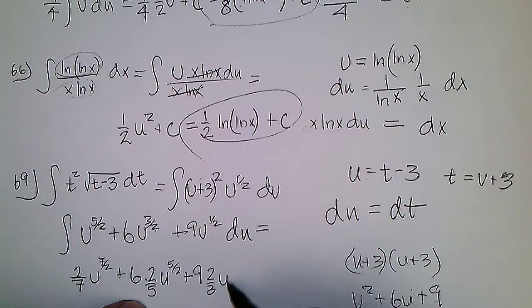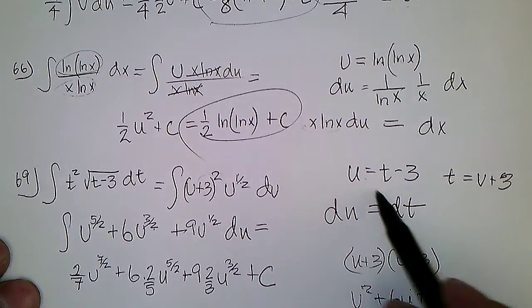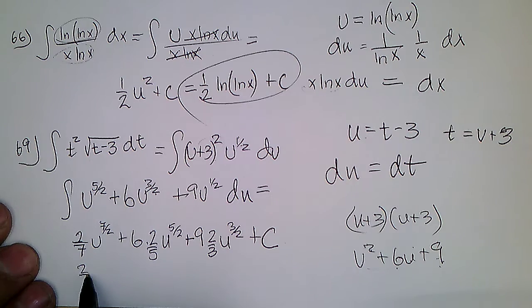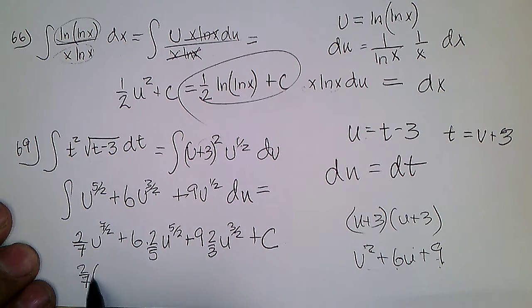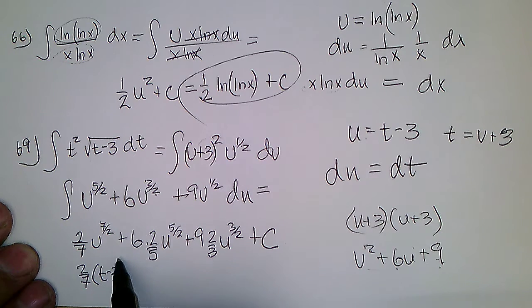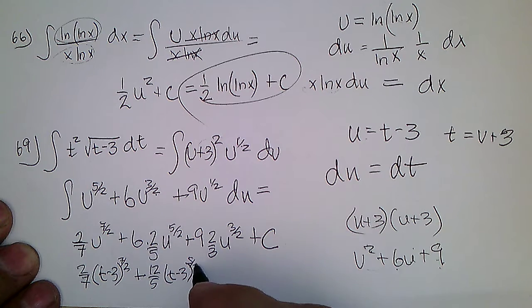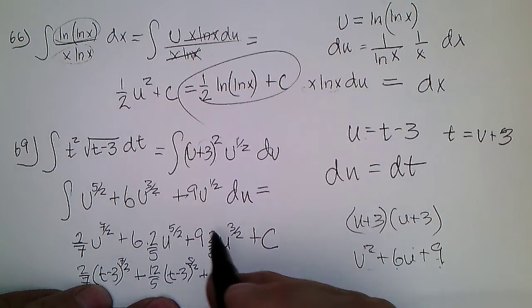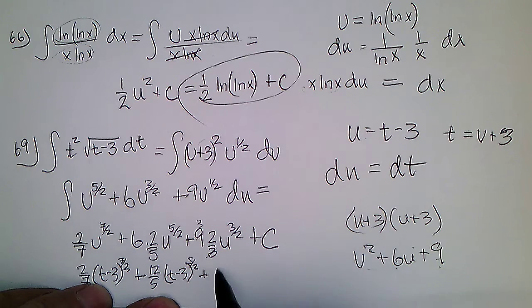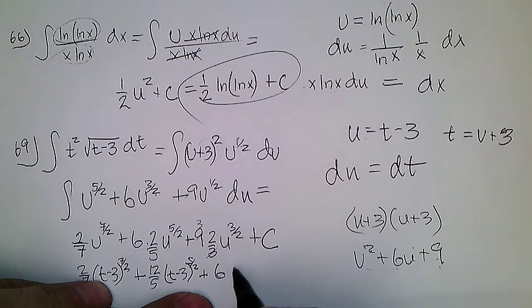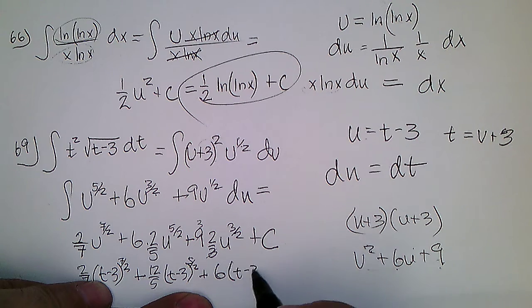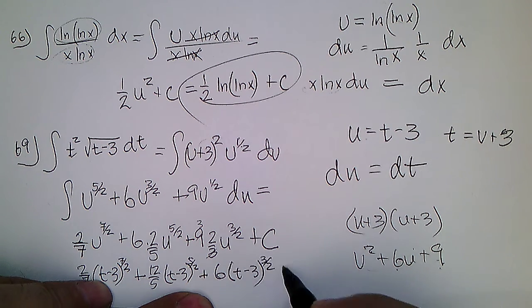plus c, and then going back to t, so this is going to be 2 sevenths (t minus 3) to the 7 halves plus 12 fifths (t minus 3) to the 5 halves plus 3 goes into 9, 3 times 6, 6 (t minus 3) to the 3 halves plus c.